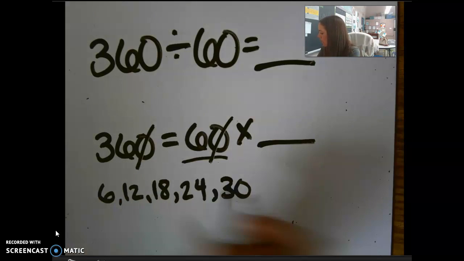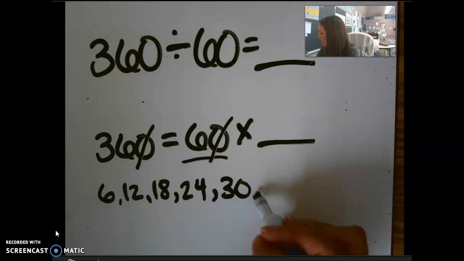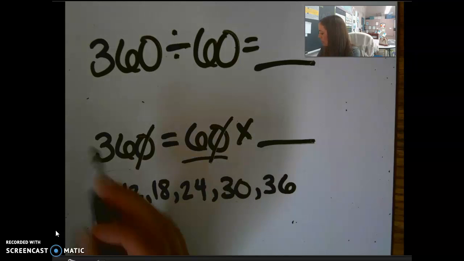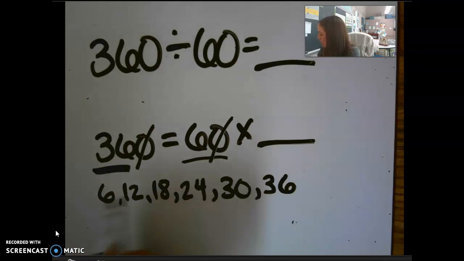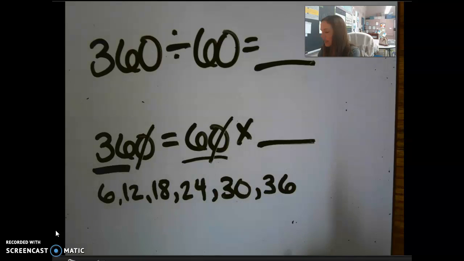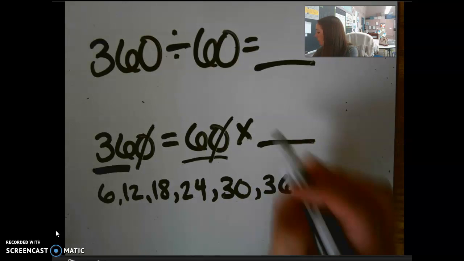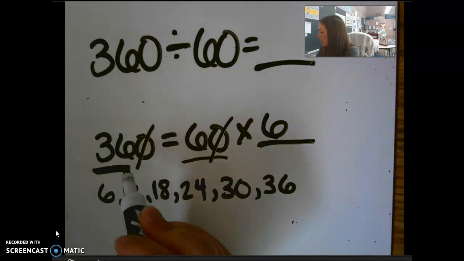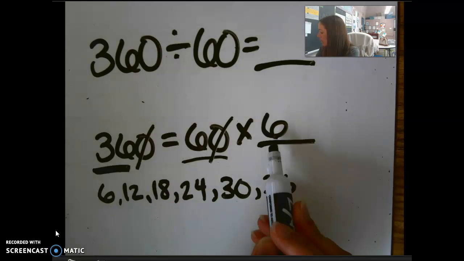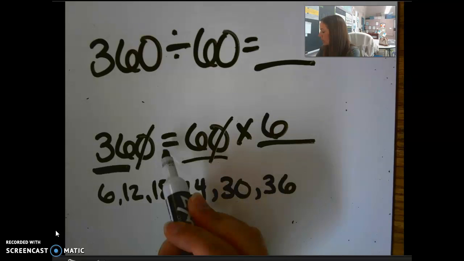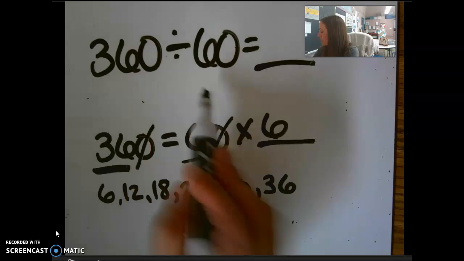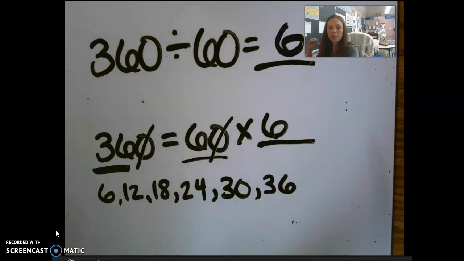Well, if I went one more, I know I'm adding by 6. I know my next one would be 36. And that's our number right there. So 1, 2, 3, 4, 5, 6. It's our sixth multiple. 6 times 6 equals 36. But 6 times 60 equals 360. So 360 divided by 60 must be 6.